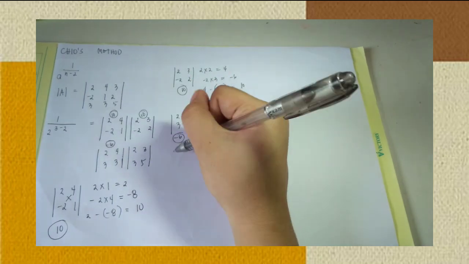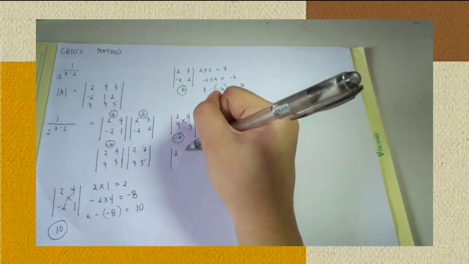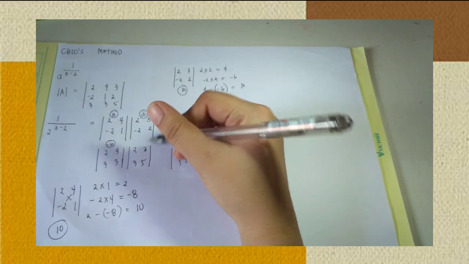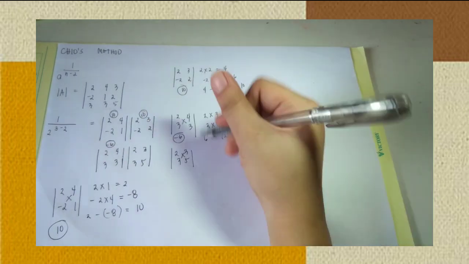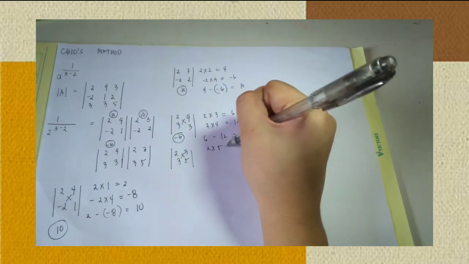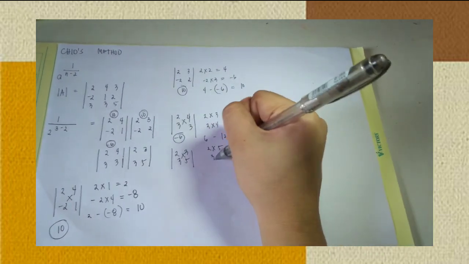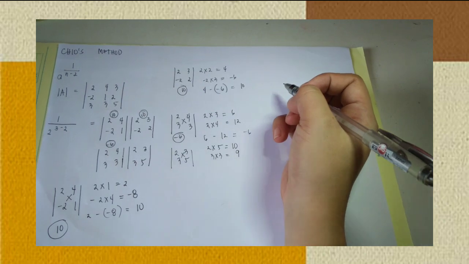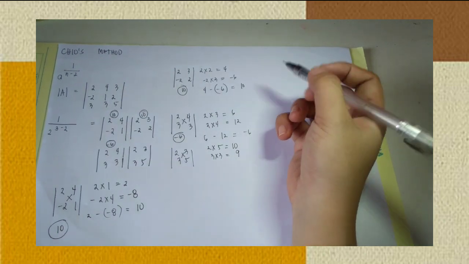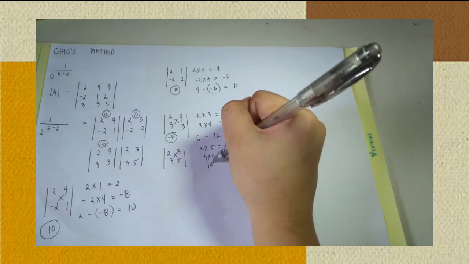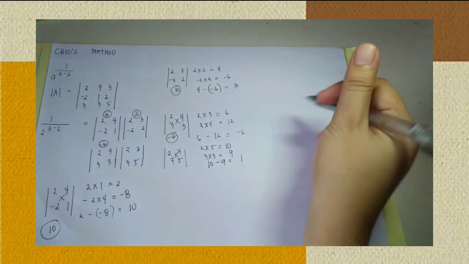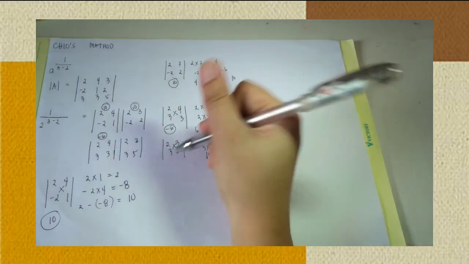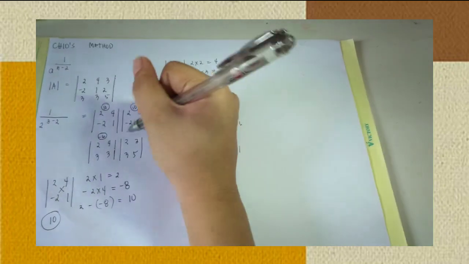Next, or the last one, is the 2, 3, 3 and 5. Cross multiply. 2 times 5 is equal to 10. 3 times 3 is equal to 9. So 10 minus 9 is equal to 1. The value of this is positive 1.